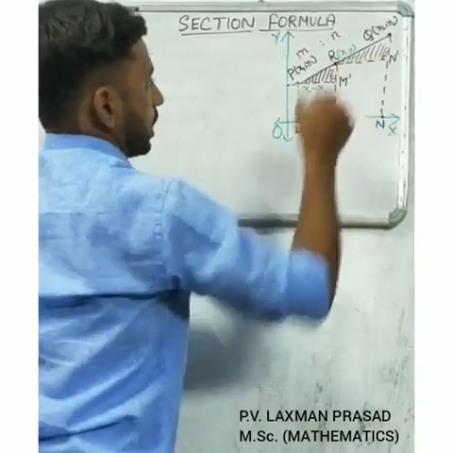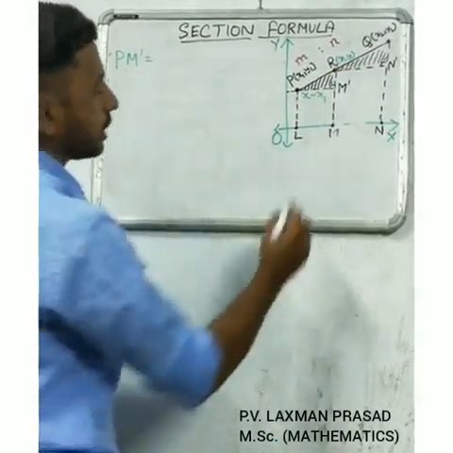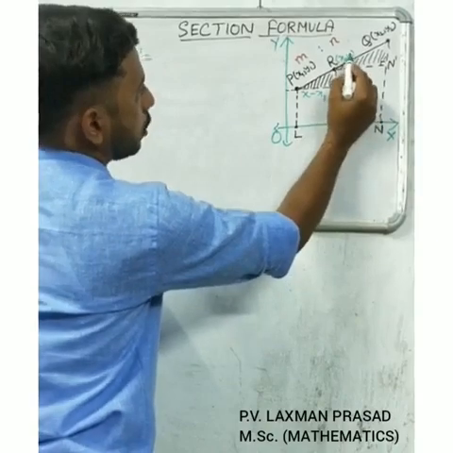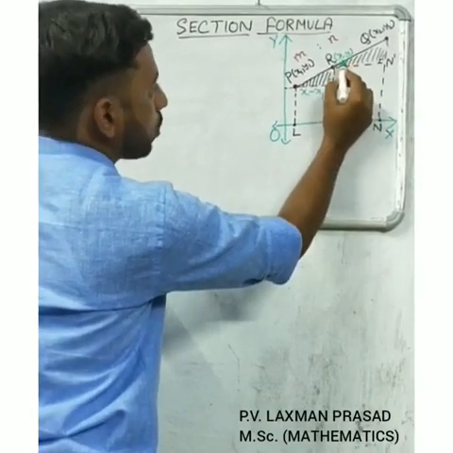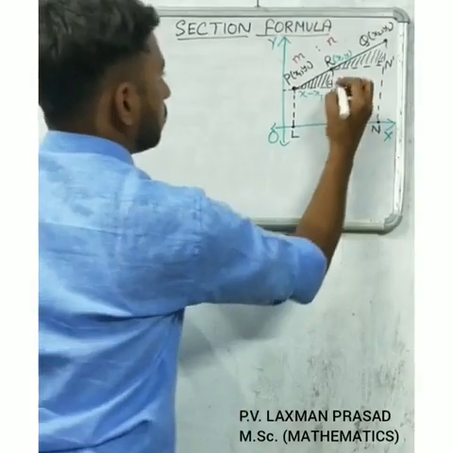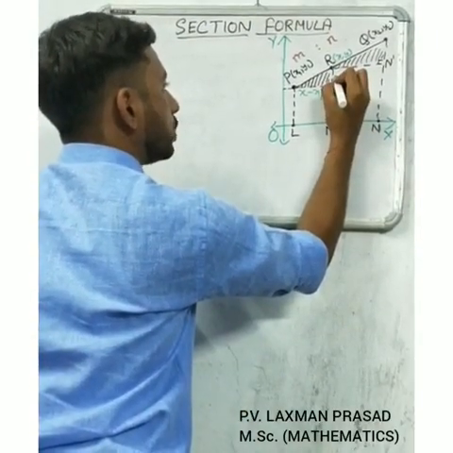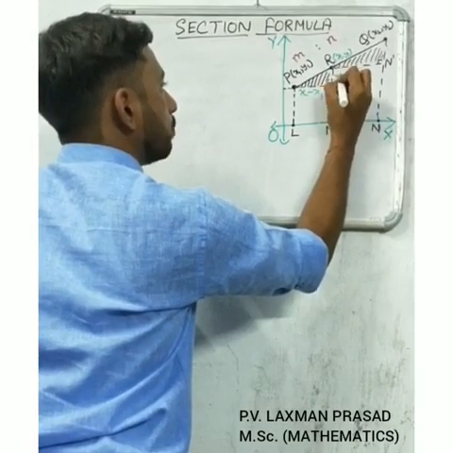What is RM dash? RM dash is parallel to the y-axis. Hence, this length must be equal to the difference of the y coordinates of the point R and M dash. So RM dash must be equal to y minus y1.